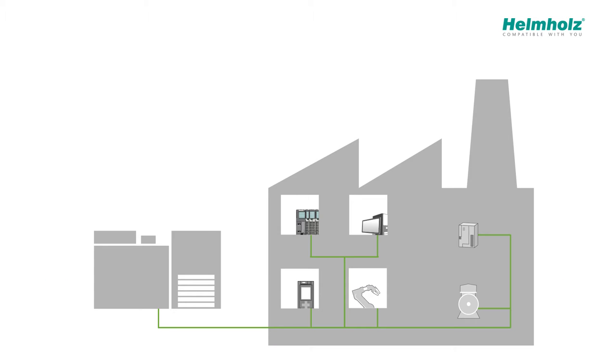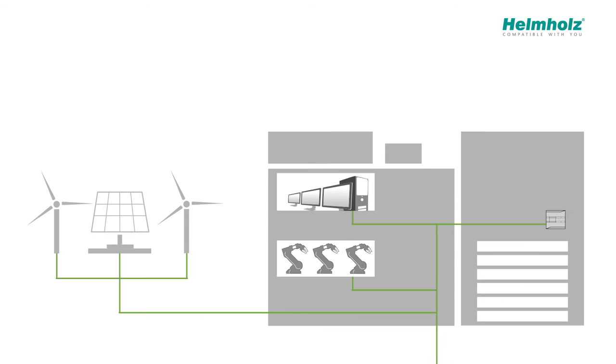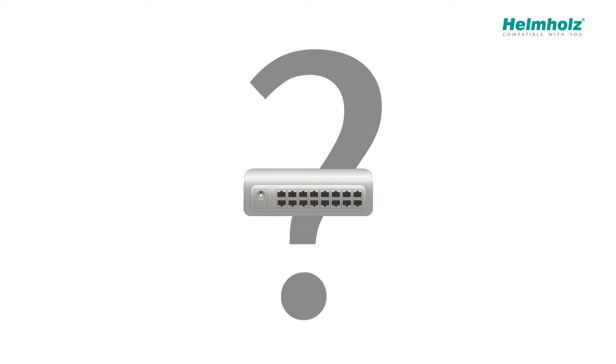PROFINET is being integrated into an increasing number of production systems and has already become indispensable in the automation industry, thanks to the large number of advantages it boasts in comparison to classic bus systems. The question that quickly comes up is whether it would be possible to use conventional switches instead to save money?